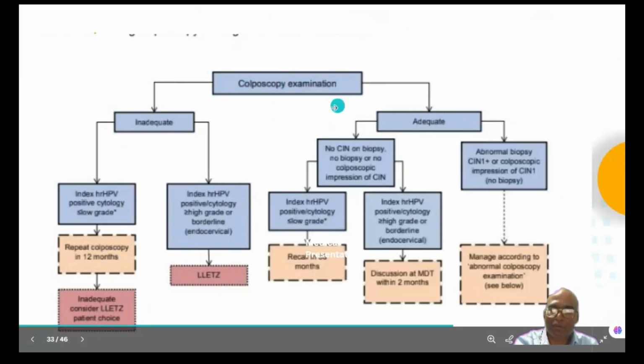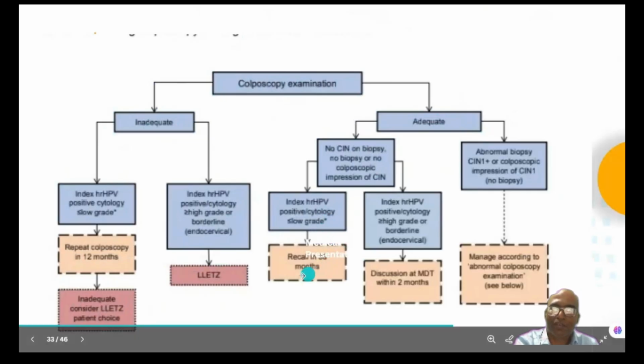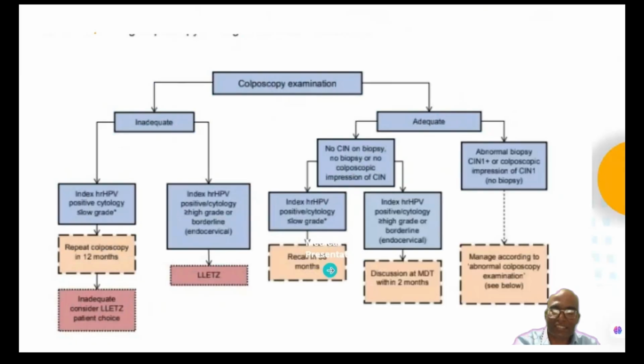Now, you have performed the colposcopy, and the colposcopy is adequate. You have taken the biopsy and there is no CIN, or biopsy has not been taken because there is no colposcopic impression of CIN, and your index HRHPV is positive. Cytology is low grade. She will come for recall in 36 months. Okay, then you have done the colposcopy. Colposcopy is adequate.